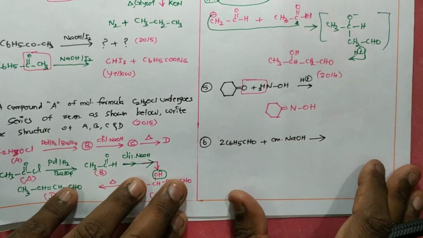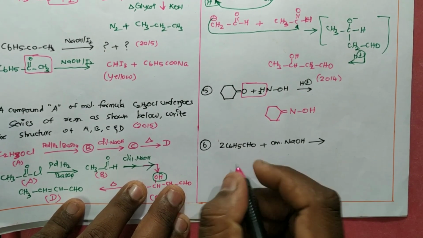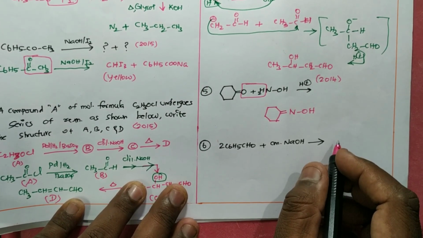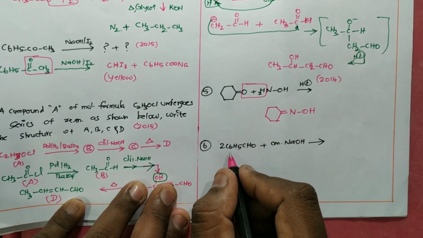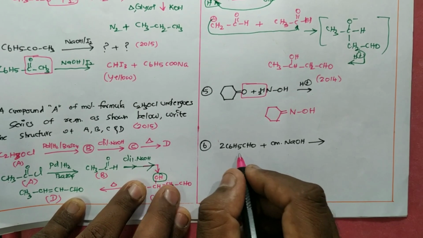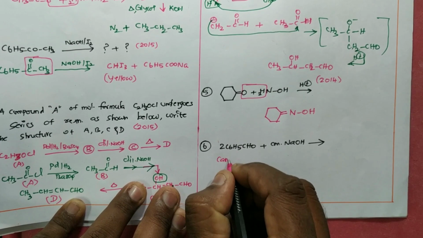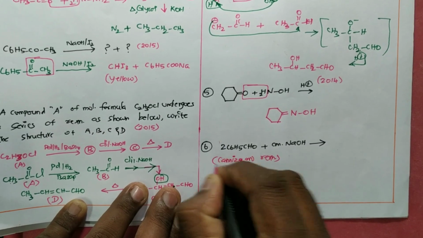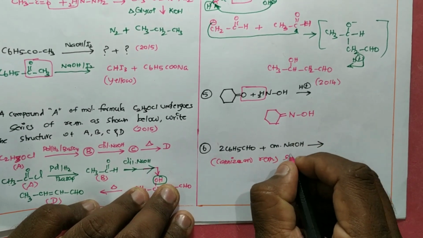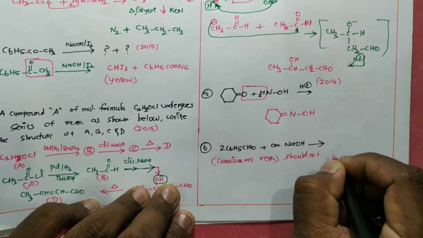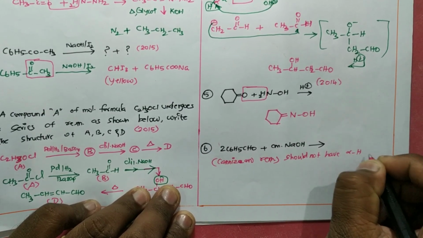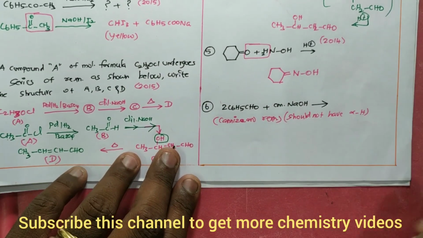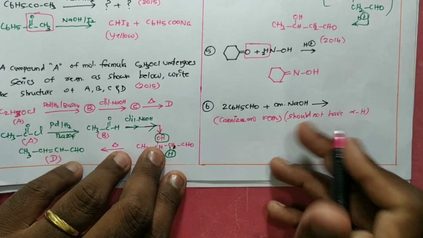And next one is benzaldehyde, which will be reacting with NaOH. What kind of product may you obtain? That is the question. Does benzaldehyde have alpha hydrogen? No, it does not have alpha hydrogen. That is why it is involved in the Cannizzaro reaction. What is the Cannizzaro reaction condition? The molecule should not have alpha hydrogen. If the molecule does not possess alpha hydrogen, that kind of molecule is involved in this kind of reaction, which is the Cannizzaro reaction.